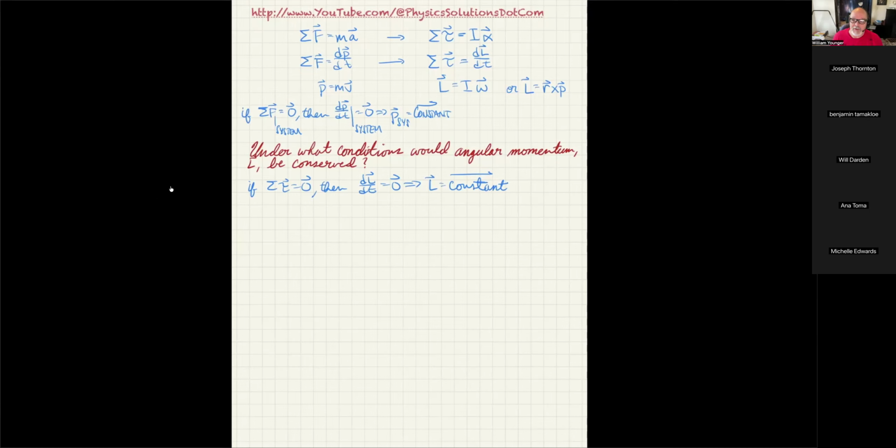That's an actual derivation of Newton's second law of motion, as I was just showing you. The summation of the torques equals dL/dt. 11.5 is angular momentum and torque for a rigid object.